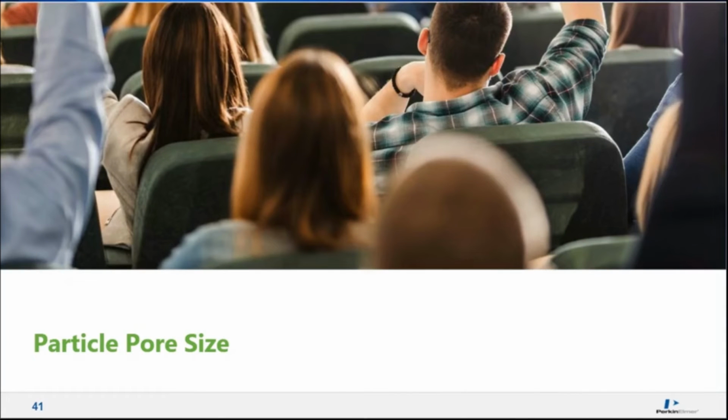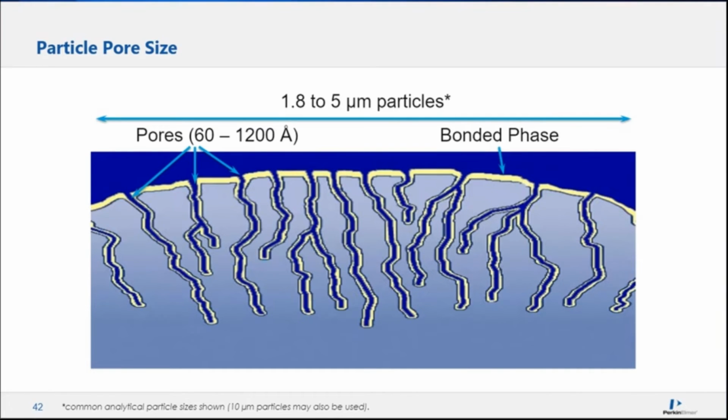The next parameter we'll study that's part of column selection will be pore size. And this is just an idealized diagram of what the pores would be on, let's say, a silica particle. They enter the actual particle. And again, we can see the bonded phase in yellow goes into the pore. And it turns out most of the bonded phase resides in the pores.